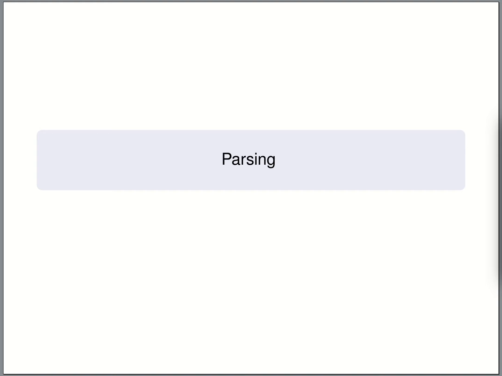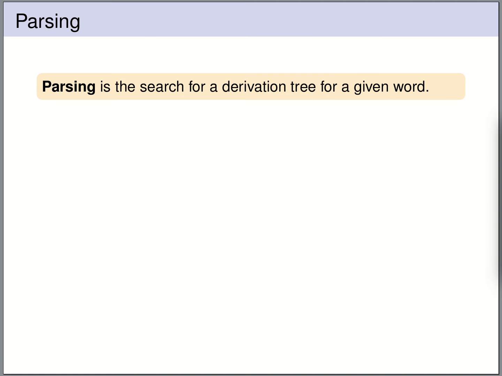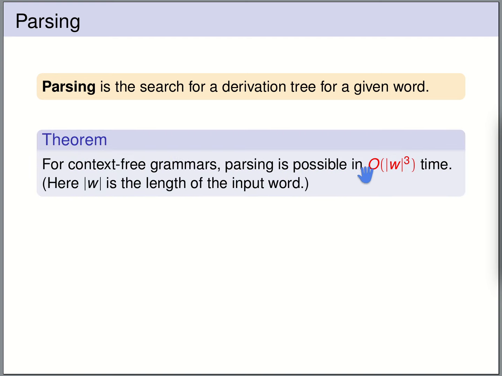One of the main applications of context-free grammars is the definition of the syntax of programming languages. We have already discussed that the well-known Backus-Naur form is a particular notation for context-free grammars. Now we would like to use these grammars also to parse our programs. Parsing is the search of a derivation tree for a given input word. For context-free grammars, parsing can always be achieved in cubic time. What does this mean? It means that for every context-free grammar, parsing is possible in O of the length of the input word to the power 3 time.